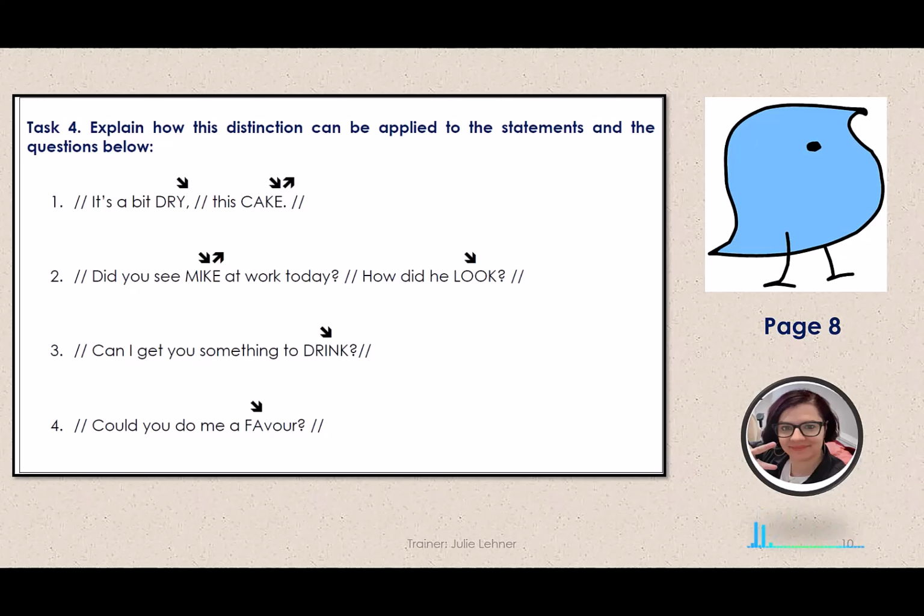I've marked down the intonation patterns, and I would like you to take a moment to explain how this distinction between the proclaiming tone and the referring tone applies to these statements. For example, let's do the first one together. The first tone, the fall tone, this is a proclaiming tone because this is new information. The fact that the cake is dry is new information. "This cake," with the fall-rise tone, this is the referring tone because this cake is given information. We both know which cake we are referring to, but what the listener may not know is the speaker thinks that it's a bit dry. Now you have a look at 2, 3, and 4. What is the difference between the proclaiming tone and the referring tone in these particular statements?